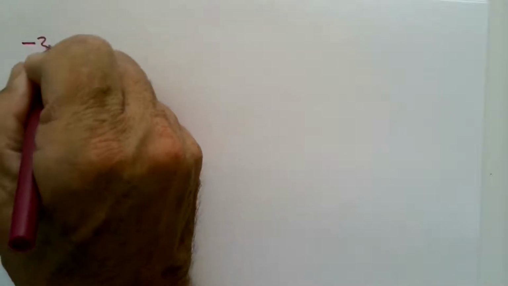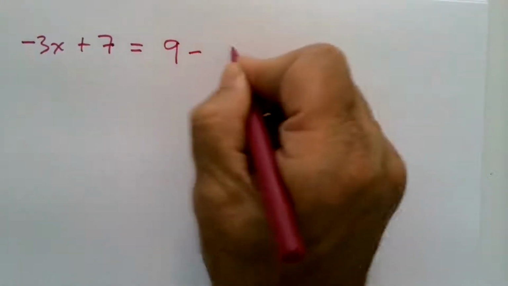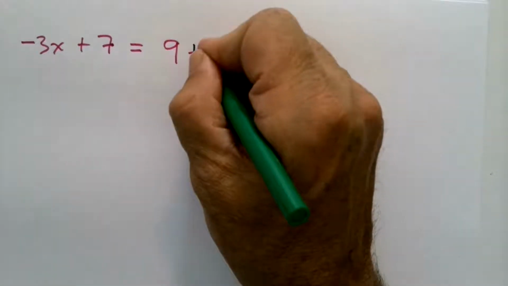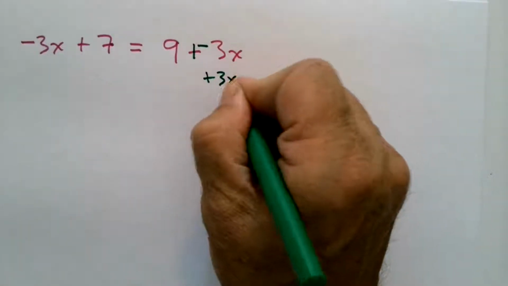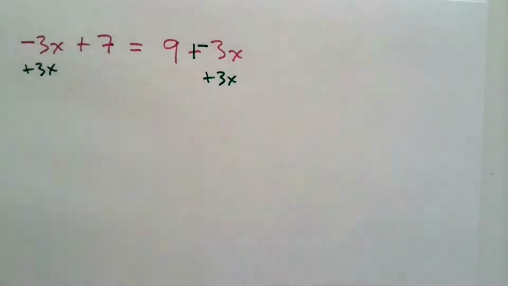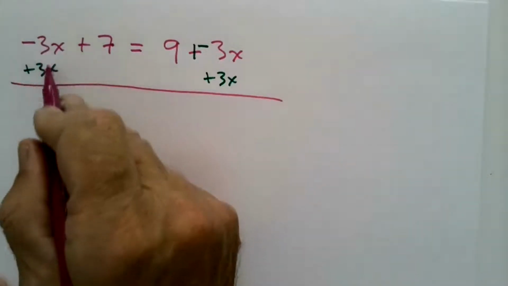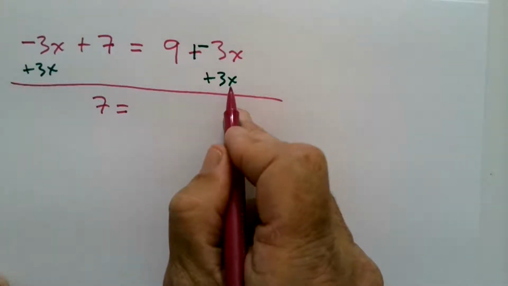What if I have negative 3x plus 7 equals 9 minus 3x? I like to change the minuses to plus negative, so I will do that. Make this plus negative. I want to get all of the x's on the same side. So I'll add 3x to both sides, add 3x to this side, add 3x to that side. Where does that leave me? Negative 3x plus positive 3x is 0, plus 7 is 7. 9 plus negative 3x plus positive 3x is 9.